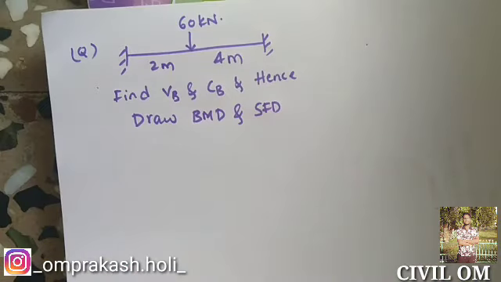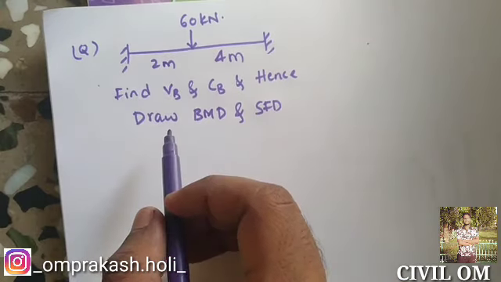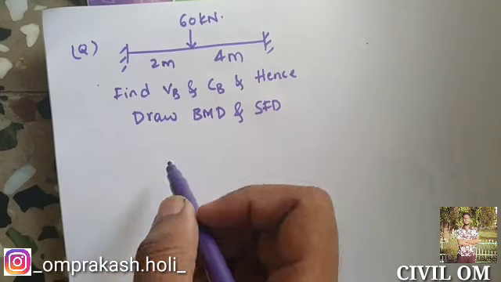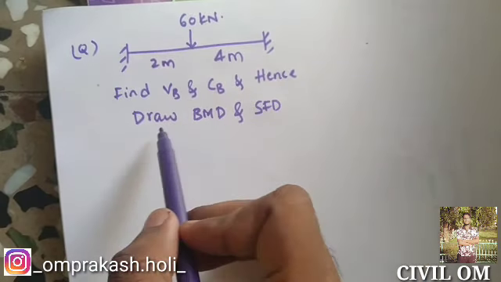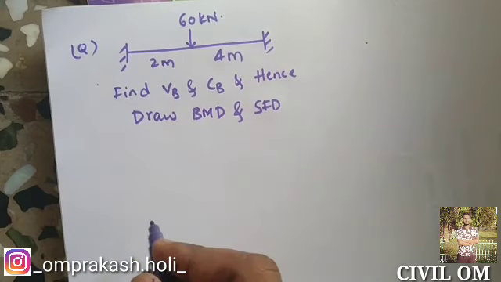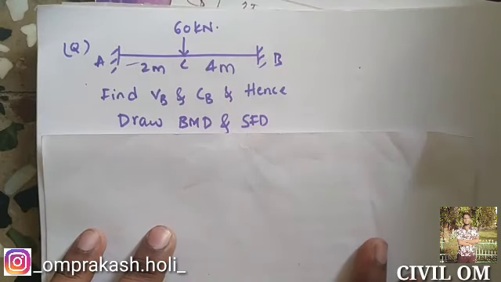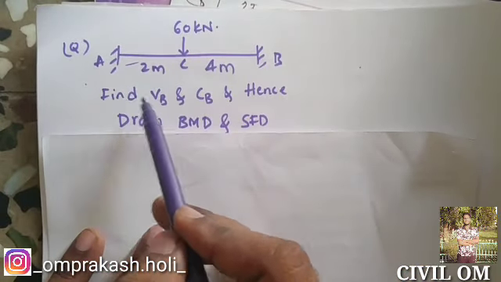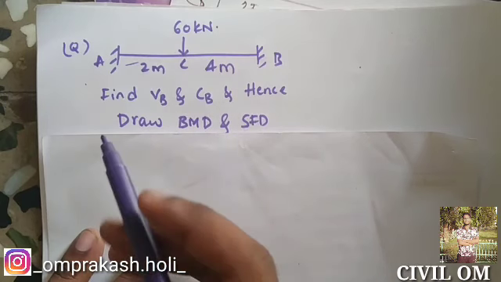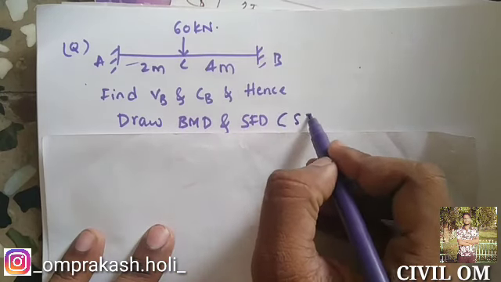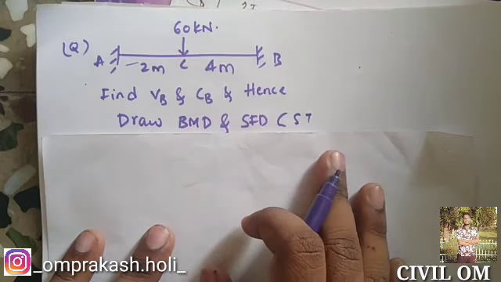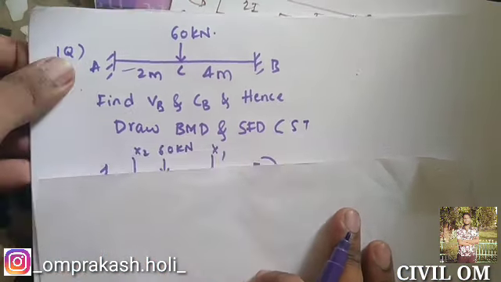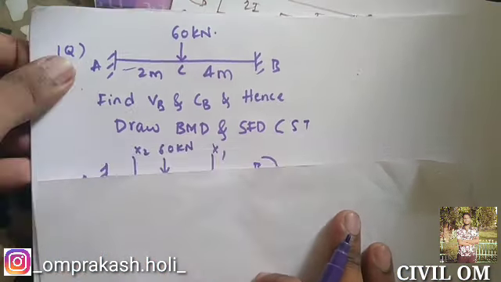So fine friends, let's take up some problems on fixed cantilever beams. What they are asking in this question is to find VB and CB, and hence draw the BMD and SFD, using Castigliano's second theorem. For that we need to draw the diagram once again. I'll show you the diagram that I have drawn here. This is A, C, B, points located, and this is how we need to draw the diagram and consider the portions x1 and x2.